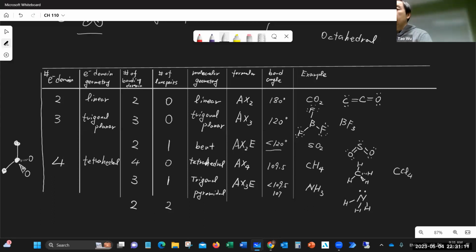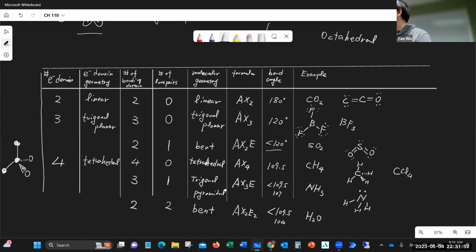So if we have two bonding domains and two lone pairs, this is a bent structure. That's AX2E2, since we have two lone pairs. The bond angle is going to be even smaller than 109.5. This is 104 something. One of the examples is water.